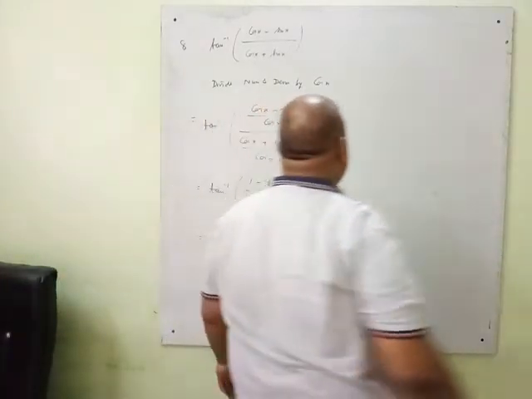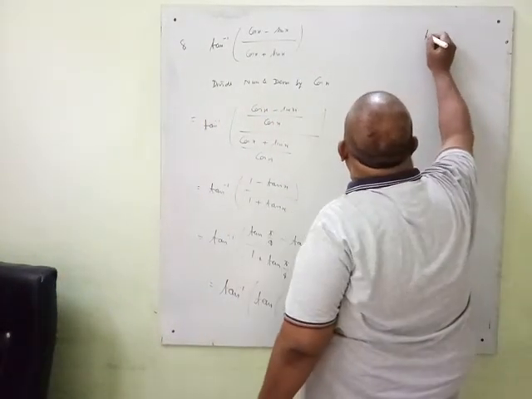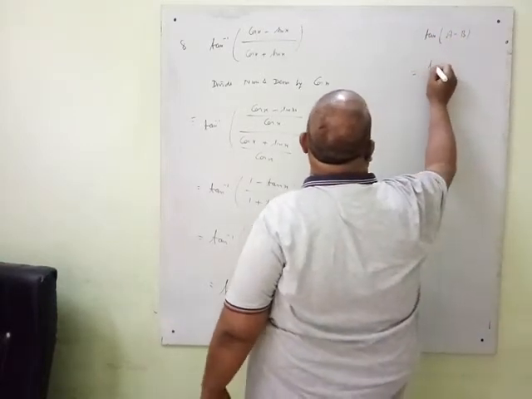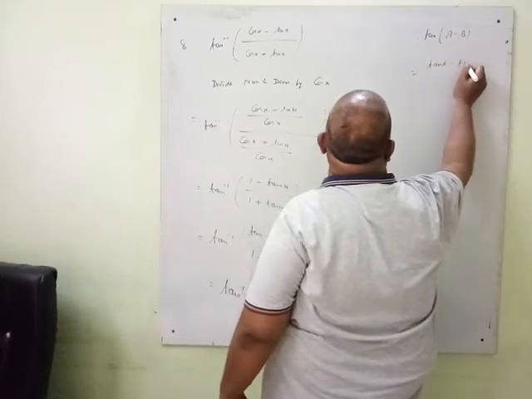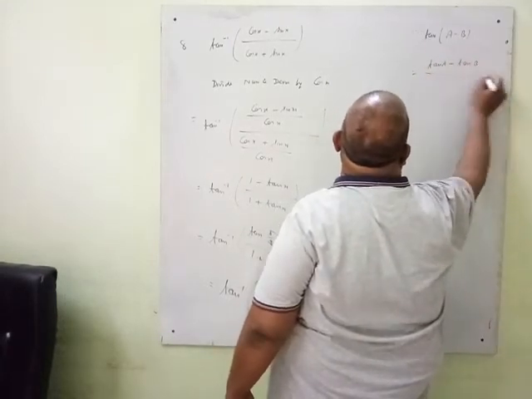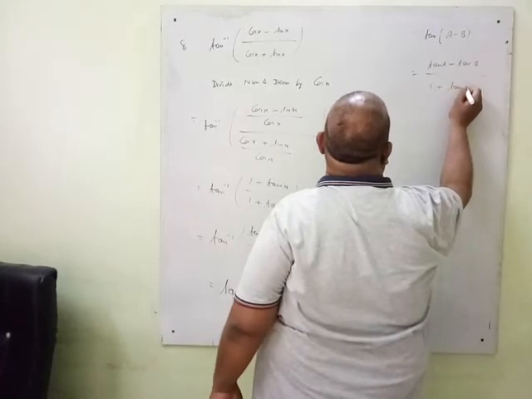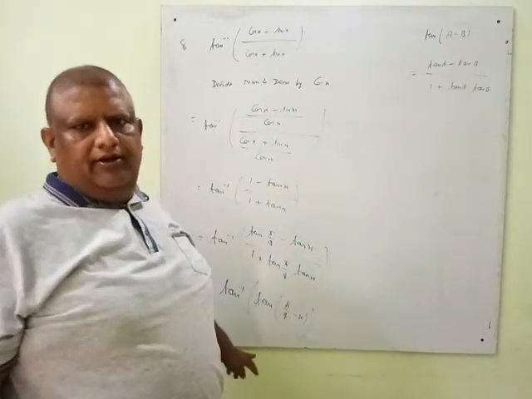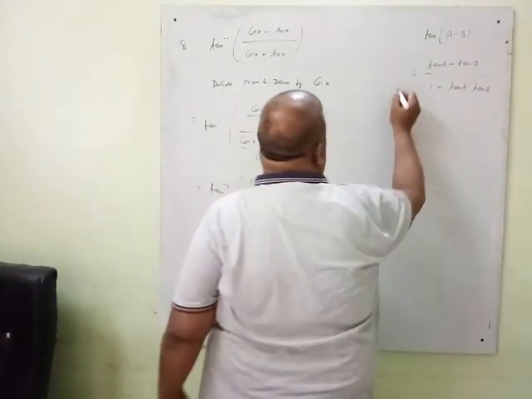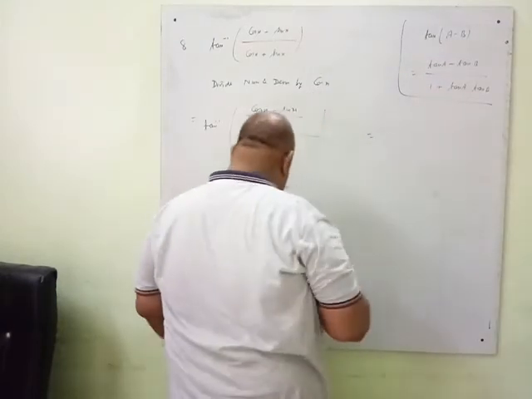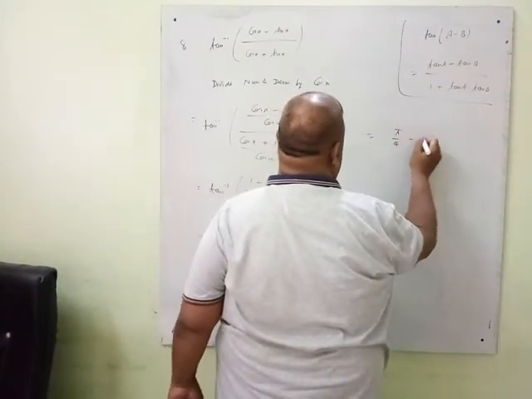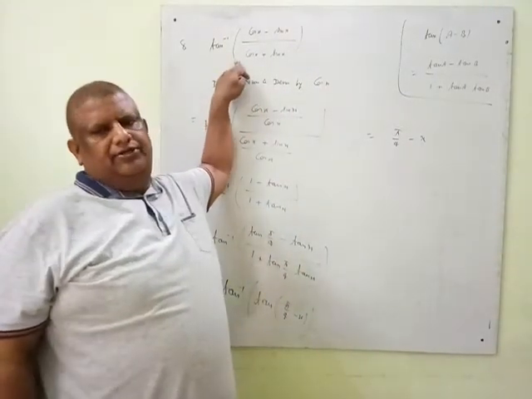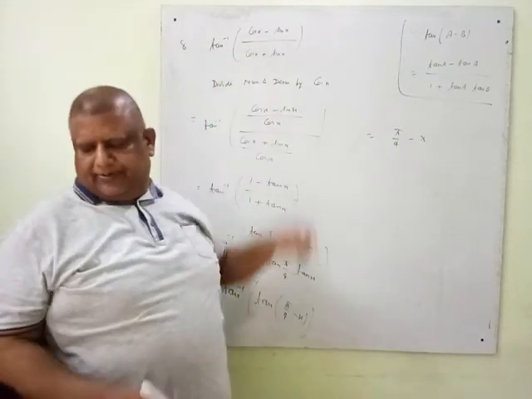Why? Because tan of a minus b is tan a minus tan b upon 1 plus tan a into tan b. We have used this identity. So it will become pi by 4 minus x. This is the simplified form of the given inverse trigonometric expression.